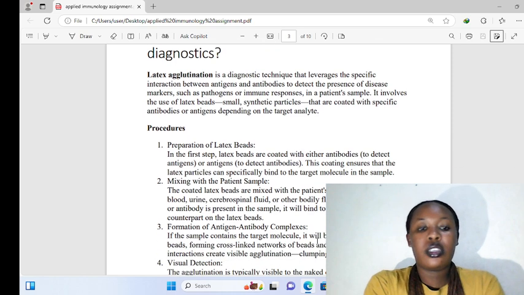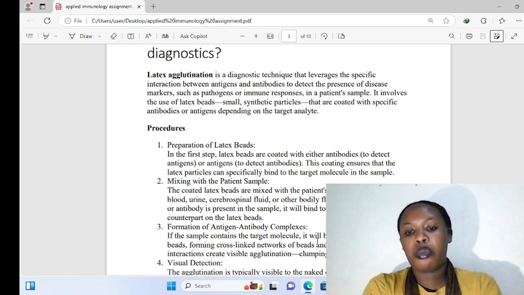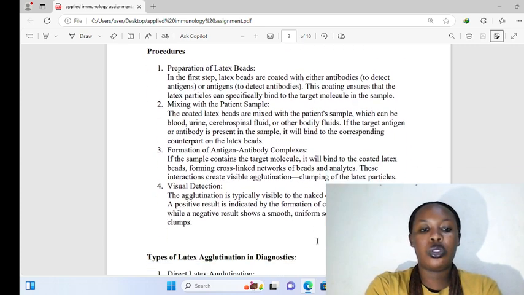First of all, latex agglutination is a diagnostic technique that uses the specific interaction between antigen and antibody to detect the presence of disease markers, such as pathogens, or immune response in a patient sample. The procedure: how do we perform the latex agglutination?